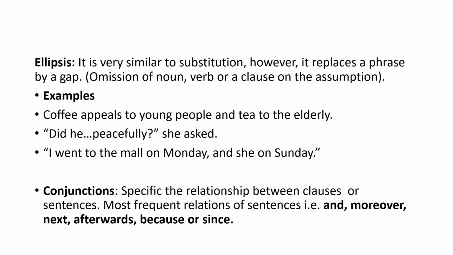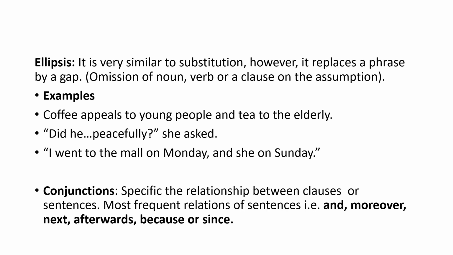For example, coffee appeals to young people and tea to the elderly. Rather than saying elderly people, we skip a word. We don't use the word people again. Did he peacefully? Here you can see there are three dots. We have skipped the whole phrase. Did he die peacefully, or did he act peacefully? Maybe the listeners and speakers know the context here. Did he peacefully? It means these dots are covering the hidden context.